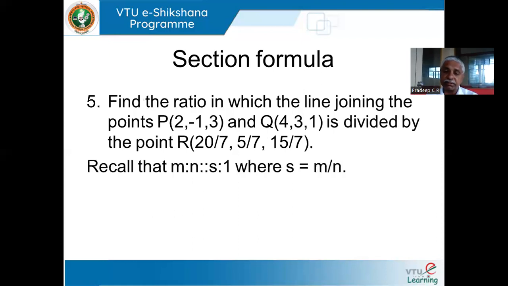So let us use this fact from our primary school. M is to N means the same as S is to 1, where S is M by N.